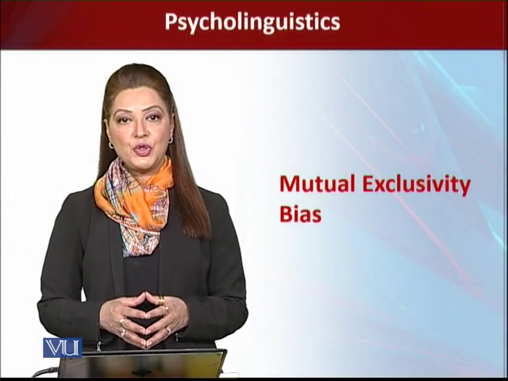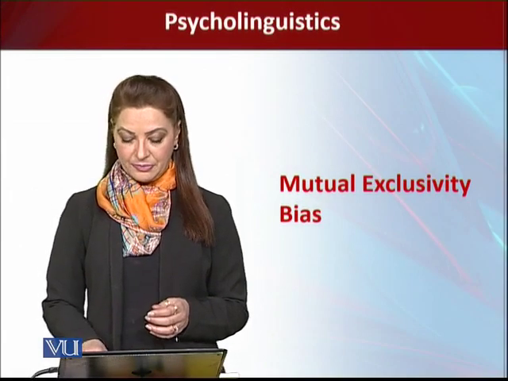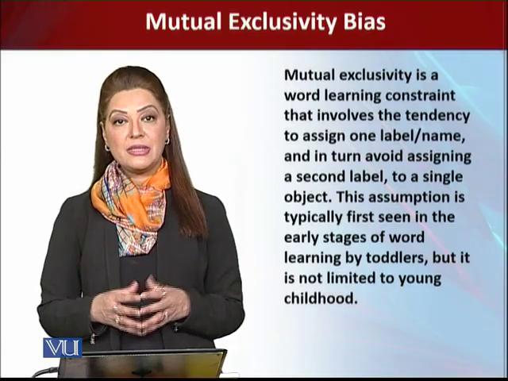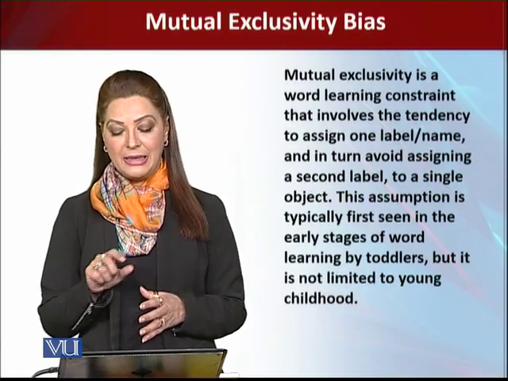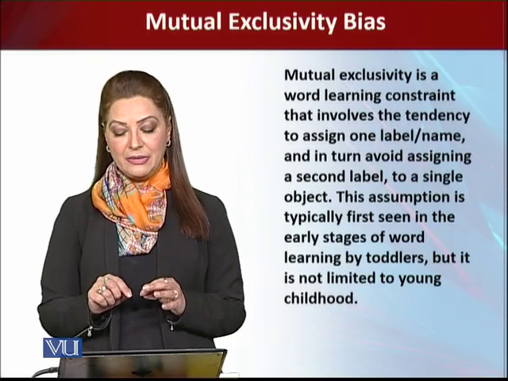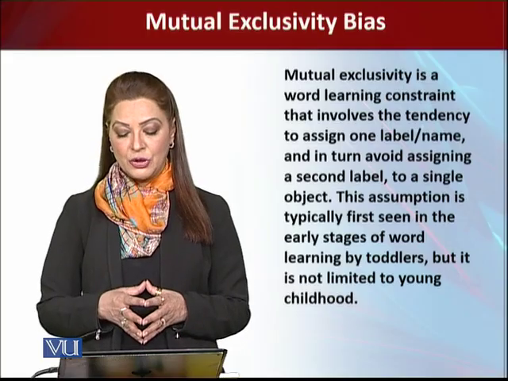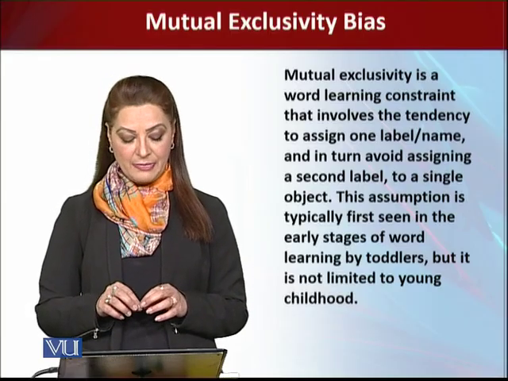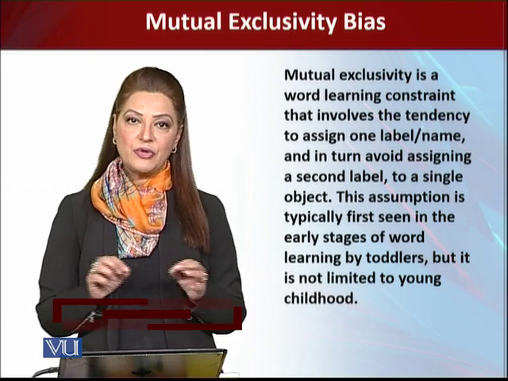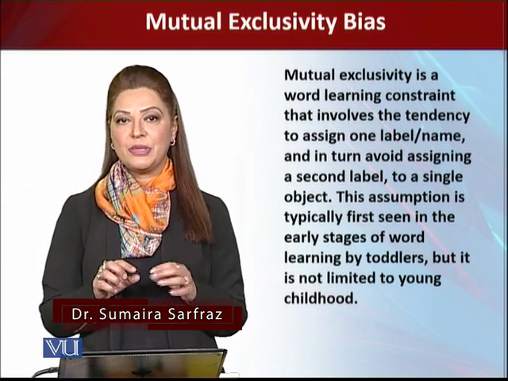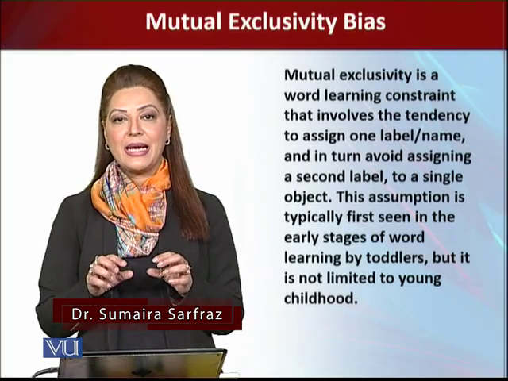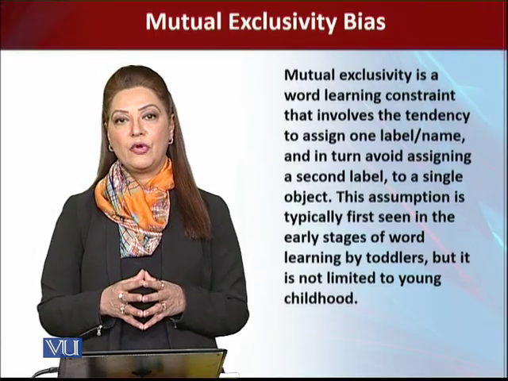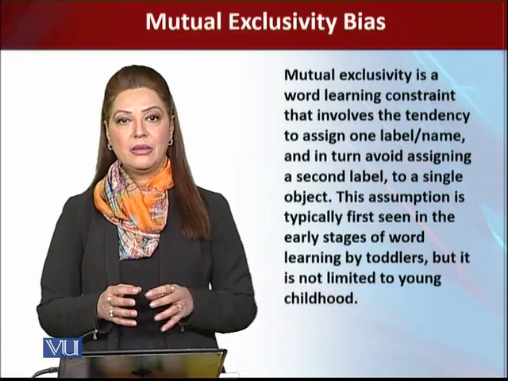The next topic is mutual exclusivity bias. Mutual exclusivity is a word learning constraint that involves the tendency to assign one label name and in turn avoid assigning a second label to a single object. Basically, this kind of bias refers to a one-to-one relationship a word has with the object, which means that one object can be labeled with one word or with one name. For example, a cat cannot be a dog.